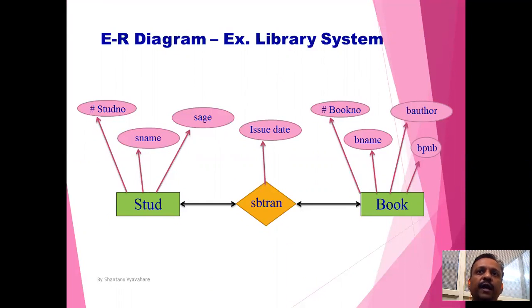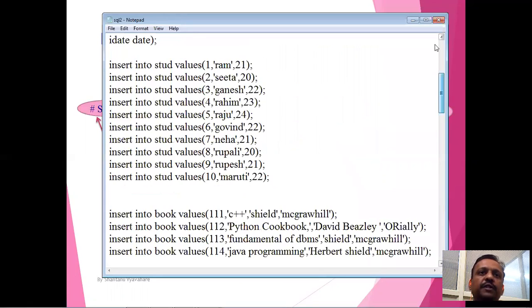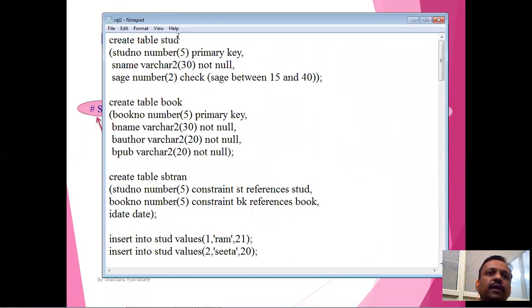This is a simple ER diagram for a library system. In that, student is one entity, book is another entity, and there is a relation SBTran in between student and book. These three contents, that is two entities and one relation, are converted into tables. As you know, in the previous session we have created the student table, book table, and SBTran.